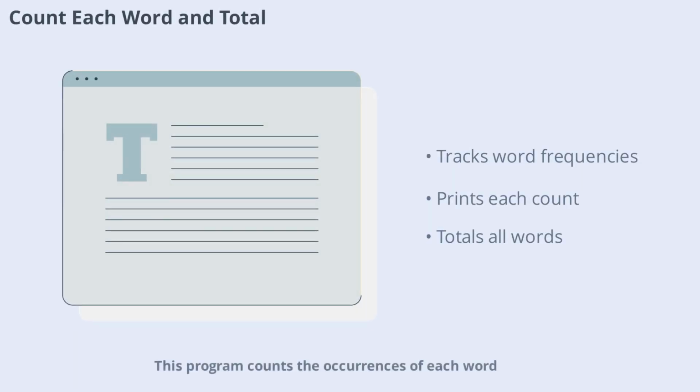This program counts the occurrences of each word and the total number of words in a string. It uses arrays and counters to track frequencies, then prints each word with its count and the total. This is a great example of frequency analysis in text.